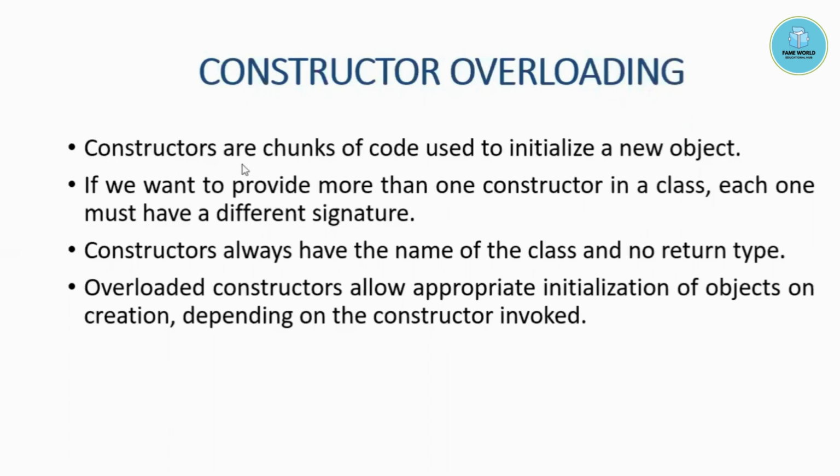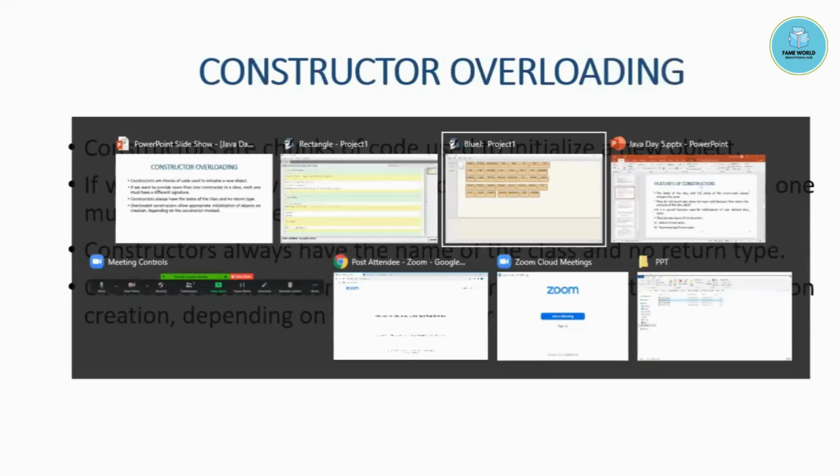So constructors are the chunk of codes used to initialize new object. Yes, we have seen that. If we want to provide more than one constructor in a class, each one must have a different signature. Signature means parameter list. That is the meaning of signature. Constructors always have the name of the class and no return type. Yes, we know this very well. Overloaded constructors allow appropriate initialization of object on creation depending on the constructor invoked. That I will tell you with the program.